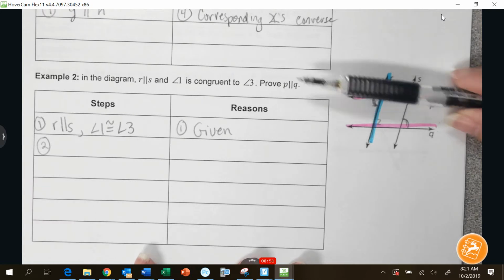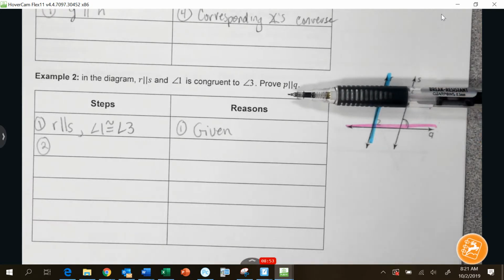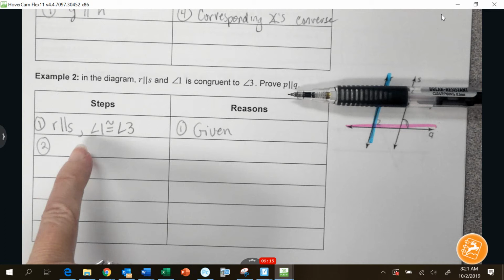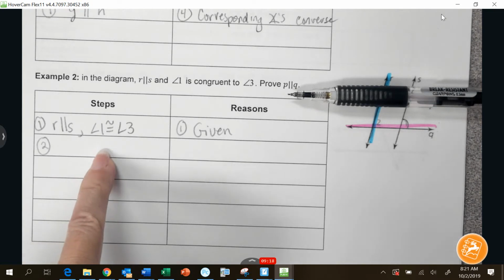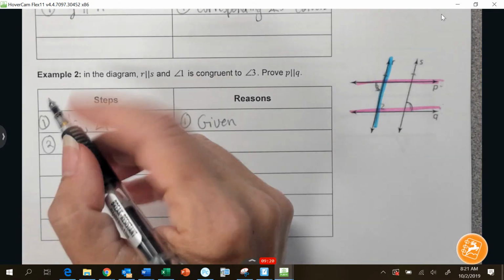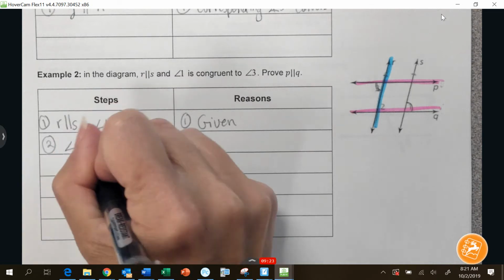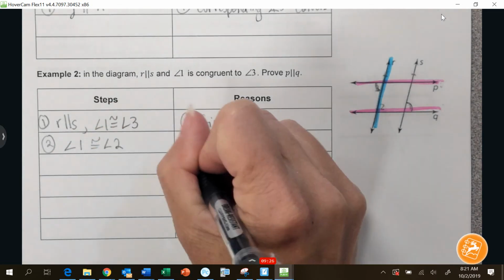So if I ignore this for a moment, and I look at my pink one being a transversal that cuts through the blue line and the not colored line, that cuts through R and S. My line Q cuts through R and S. Is there anything that I can come up with? John. What could I come up with over on this side? Right, and then you said the correct reason. Angle 1 is congruent to angle 2 because why?